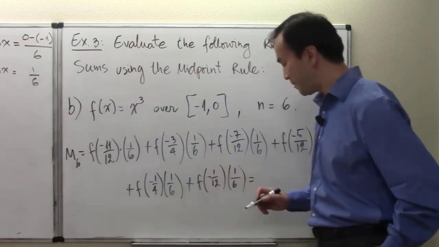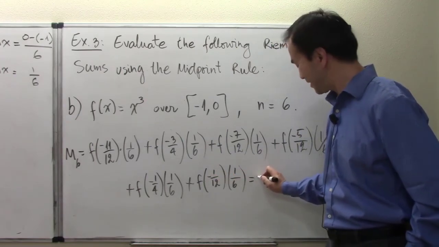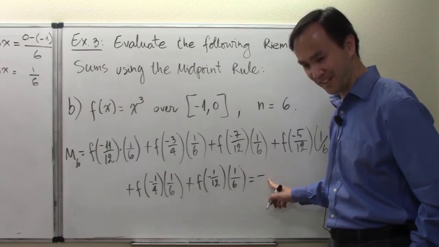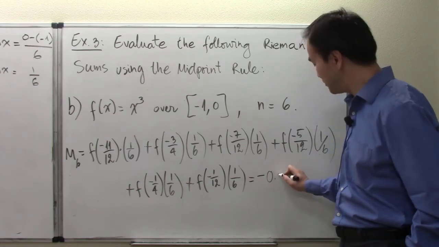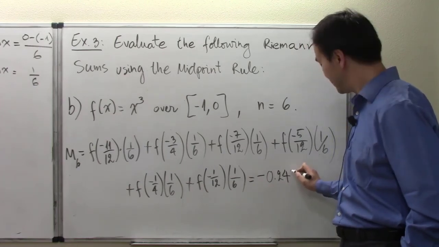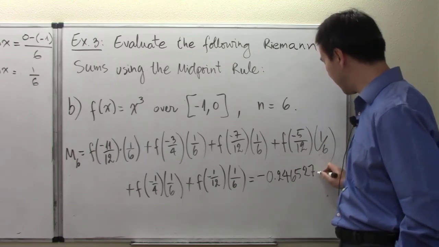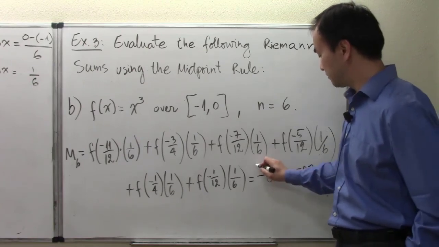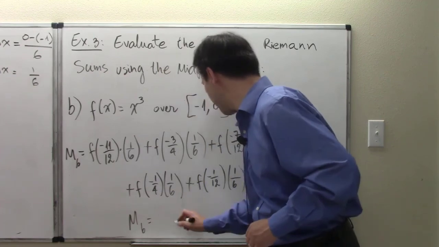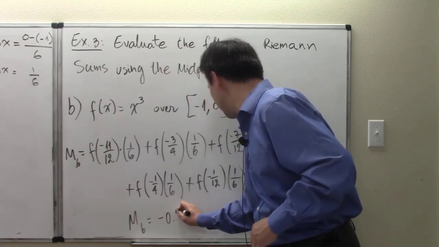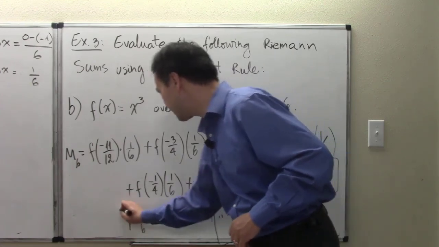All right, so now my answer is ready, hopefully something not too shocking. Negative 0.24652, and a lot longer after that too. Okay, and so my M6 in this problem is negative 0.24657 and a lot longer.